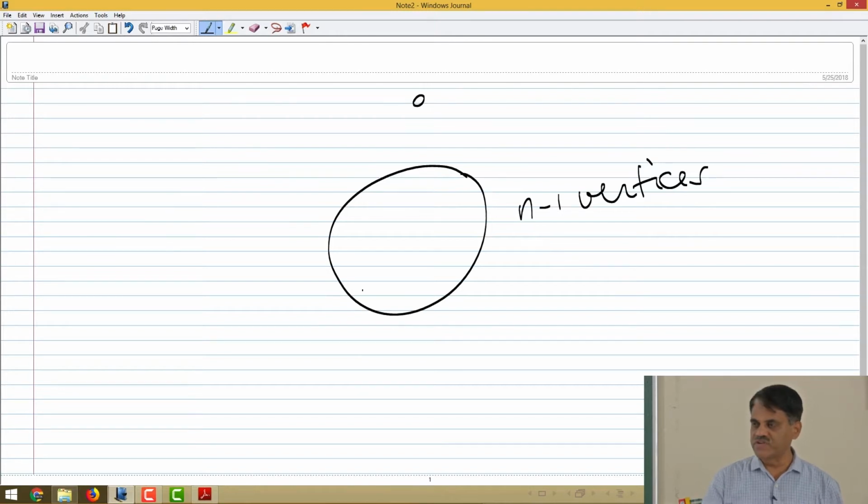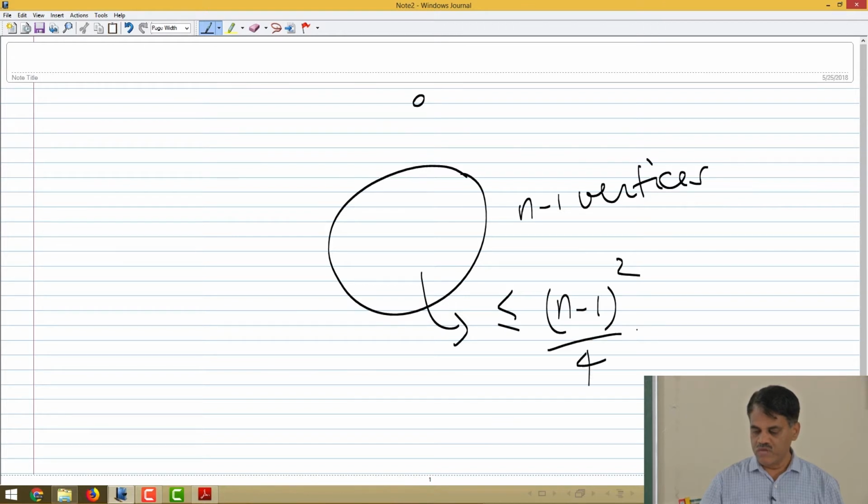This graph does not have any triangle. So the number of edges here is at most n minus 1 whole square by 4, but there are a lot of edges like this. How many edges, and what sort of edges can there be? All we know is that the graph has no triangle.